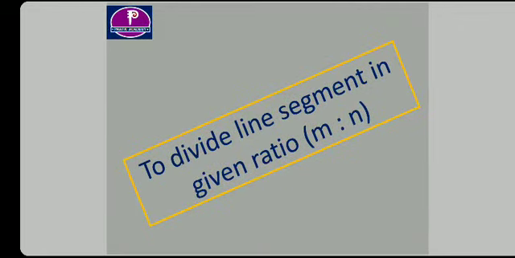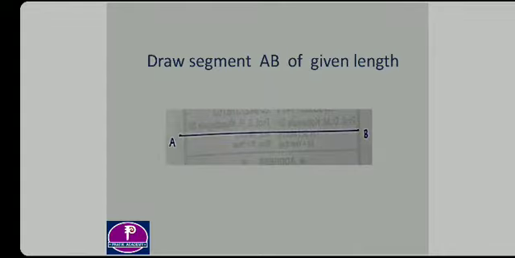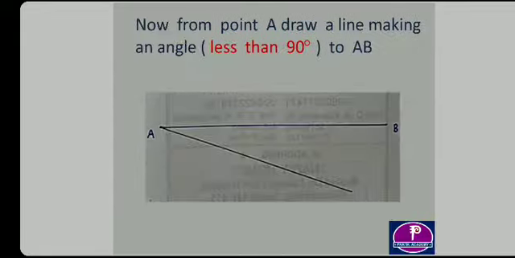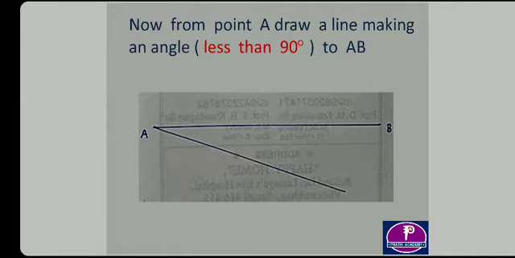Next is to divide a given line segment in a given ratio. For that purpose, first draw a line segment of given length. Then from any one endpoint, A or B, we have to draw a line making some acute angle, that is, less than 90 degrees, with our line segment AB. So I have drawn a line from endpoint A.